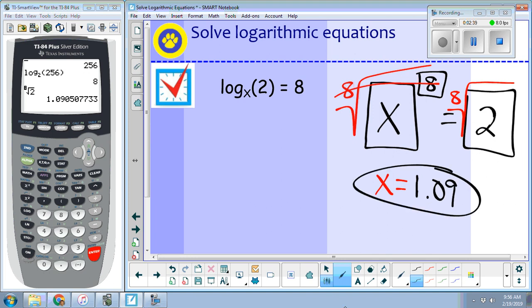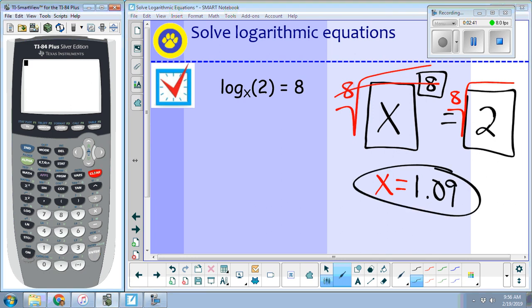I can go ahead and type this back into the original by going to the math menu, up to log base. I'm supposing that the base is 1.09, rounded. And I'm going to see if I get 8. 8.04, yeah, because we rounded our answer.